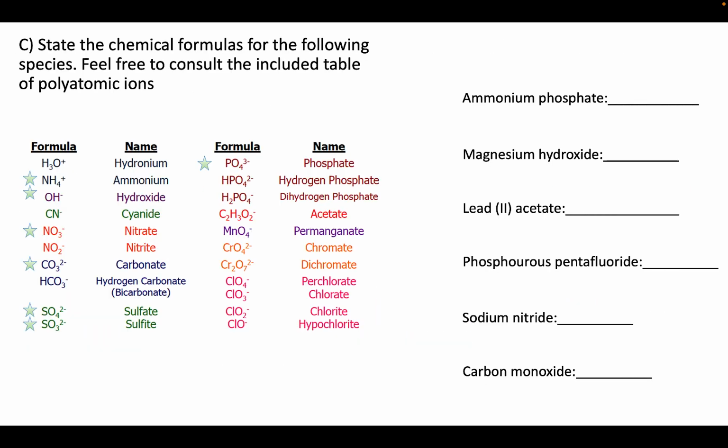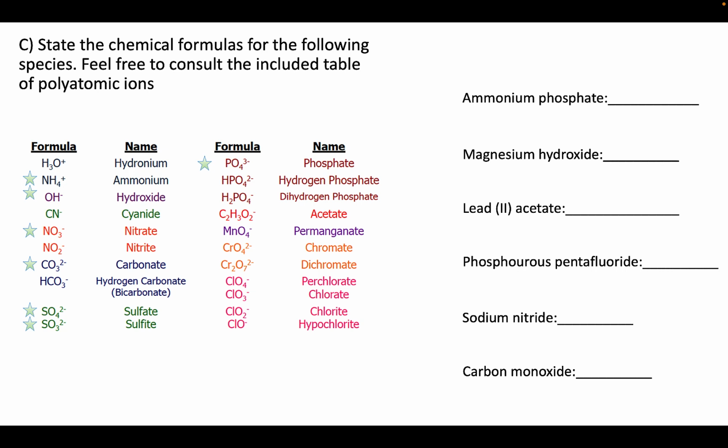All right, here on the next part of the quiz, we have part C, which says state the chemical formulas, and you can consult this table of polyatomic ions. Note that these starred ones are ones that I think are the most common and should probably be committed to memory by now, but you have it here. Definitely something that will help moving forward.